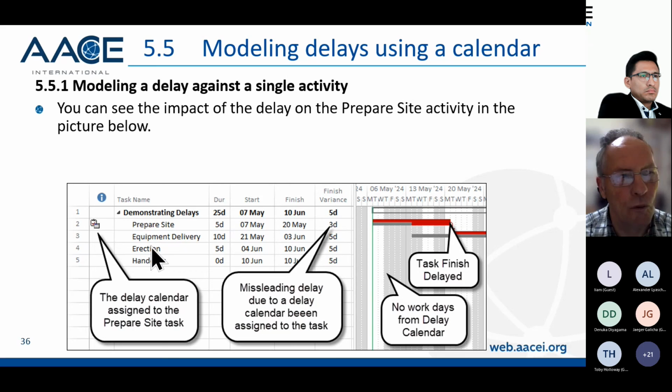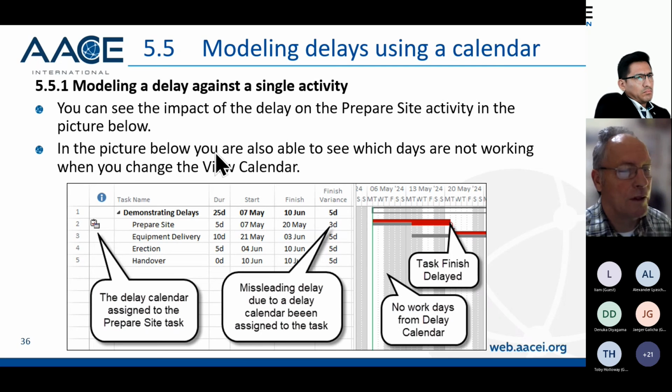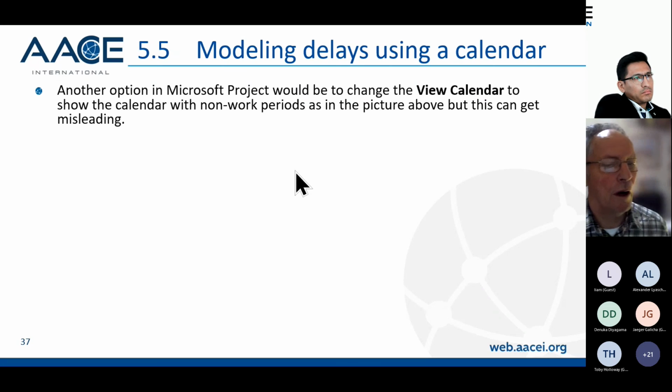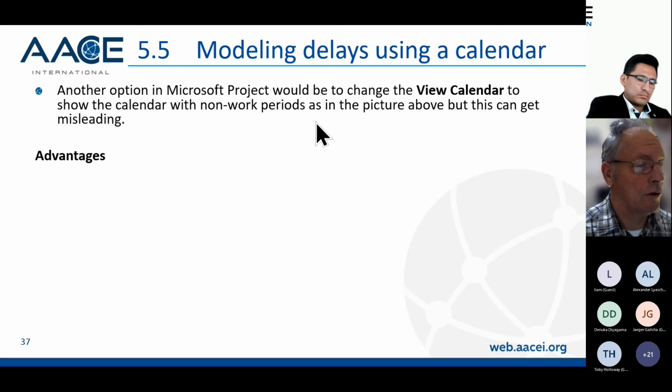So there are some issues when you modify a calendar to show the impact of a delay. You can see that the delay against the end date is correct, but the delay against the activity is not correct. And these are some of the funny things you have to deal with when you're using scheduling software. So you can see which days are non-working when you change the calendar if you want to. Also, as I said, there's an option to change the view calendar, which I've just talked about.